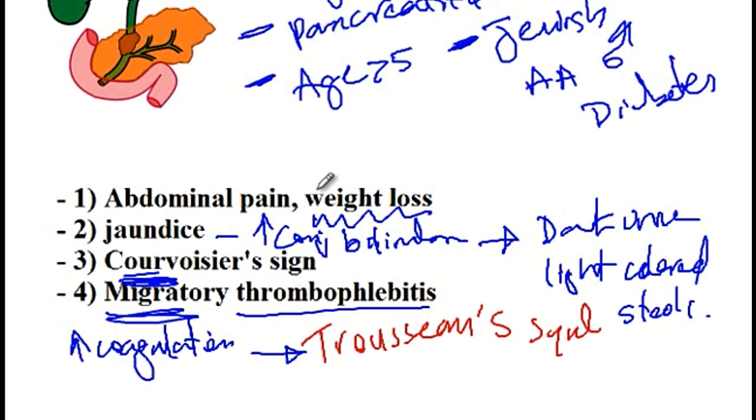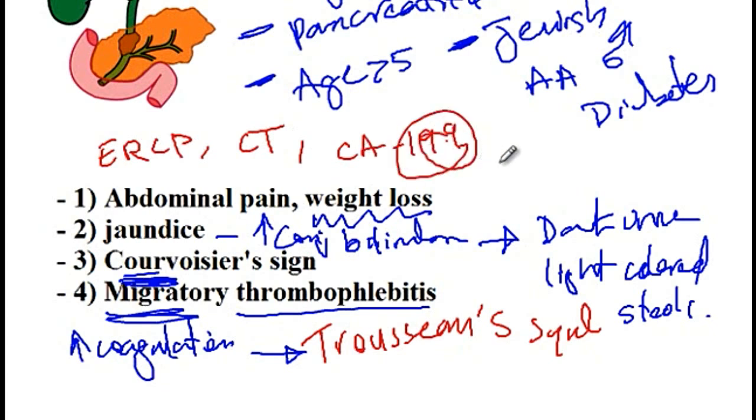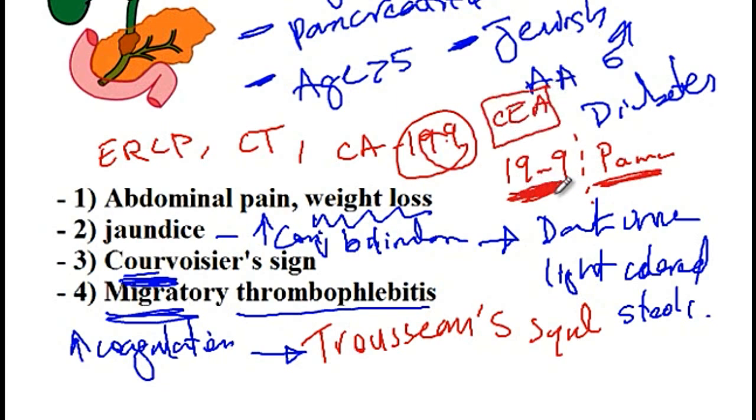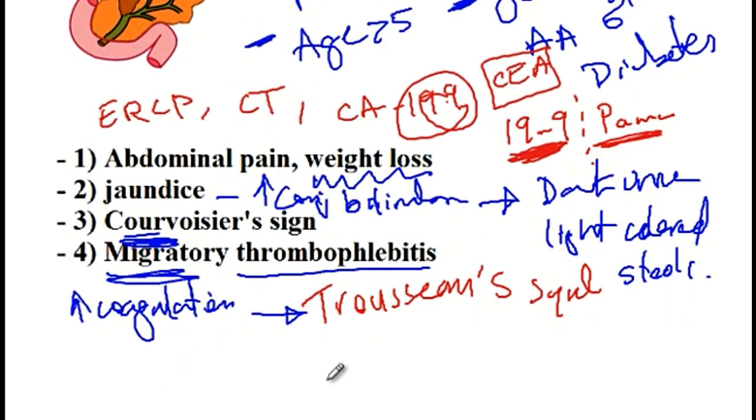So for the diagnosis of these patients, the tests that you can order include, for instance, ERCP and CT scan of the abdomen. You can check for the CA 19-9 level, and that is used for the diagnosis of pancreatic cancer. The way I memorize it is that the 9 in 19-9 is a mirror image of P, for pancreatic cancer. So that's how I remember that 19-9 is associated with pancreatic cancer. And then you can also measure the CEA levels, but this is less sensitive than the CA 19-9. And then for the treatment of these patients, you can perform the Whipple procedure, the other name for which is pancreatoduodenectomy.